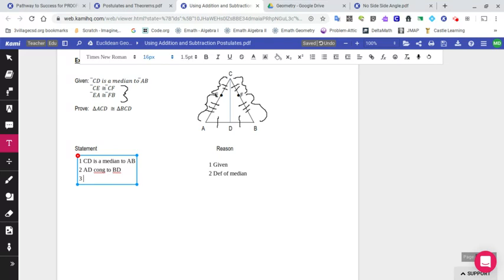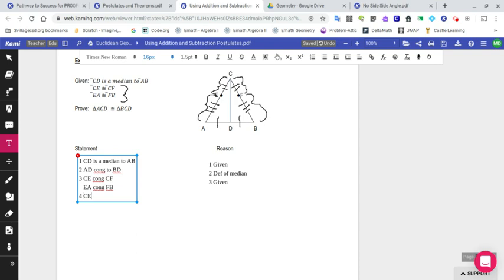givens. Okay, that's CE is congruent to CF, and I'm going to say EA is congruent to FB. I need those introduced into the proof because in order to use addition, I need two sets of equal quantities to add. Now I have two sets of equal quantities. All right, so what that allows me to do is add, just like I did 3 plus 5 equals 3 plus 5, I can add them.